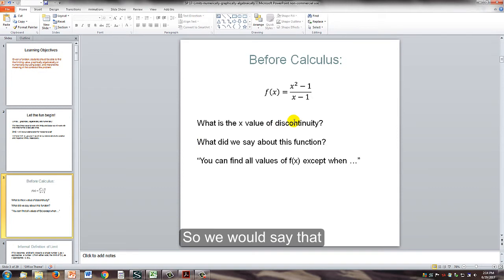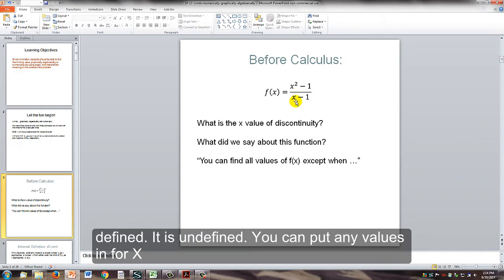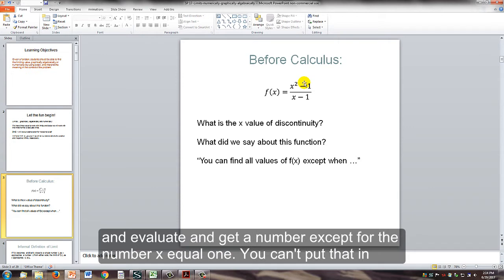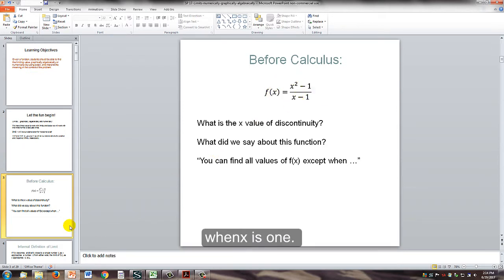So we would say that if you let x equals 1, this function is not defined. It is undefined. You can put any values in for x and evaluate and get a number except for the number for x equals 1. You can't put that in for f of x. So 1 is outside the domain, and this function is undefined when x is 1.